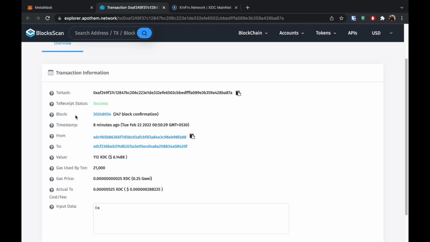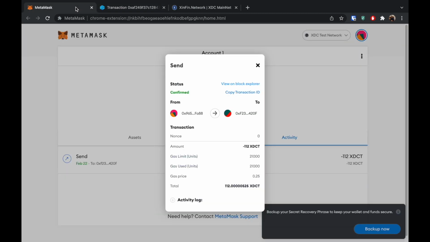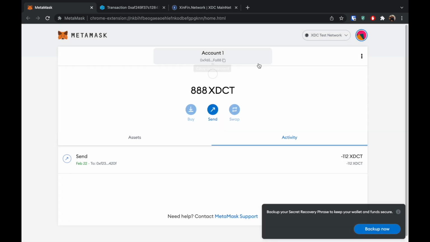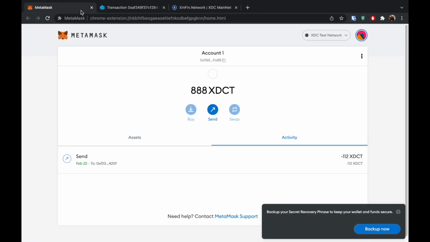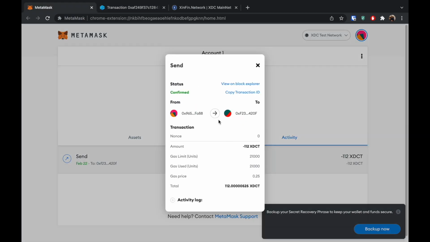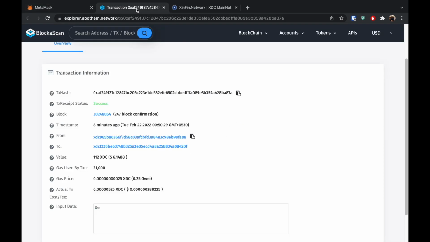So the address from where it was sent, which we can see if we go to our MetaMask wallet, we can see that my account number is 0965. So it starts with 965. And if we go back to the Block Explorer, it's telling me that the from address was 965. Even if I look at the place where it was sent to, so if I click on this, it starts with F23. And if I go back to the Block Explorer, that is also telling me that the to address started with F23. This essentially shows that every transaction has the sender and recipient stored on the blockchain in a public way for everyone to see.